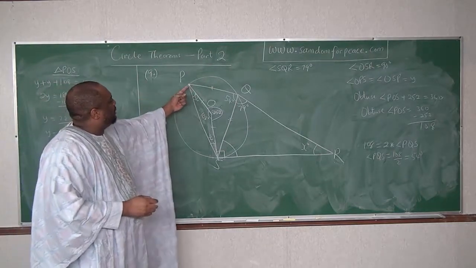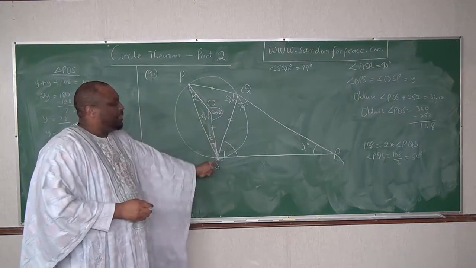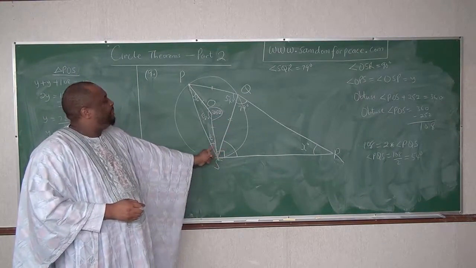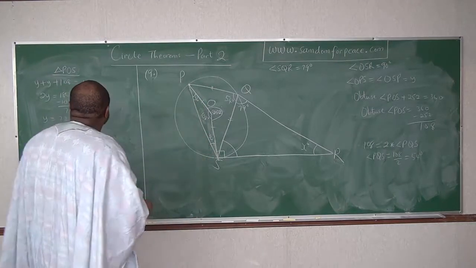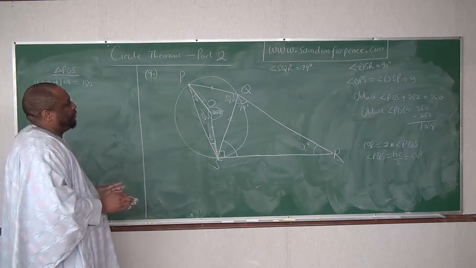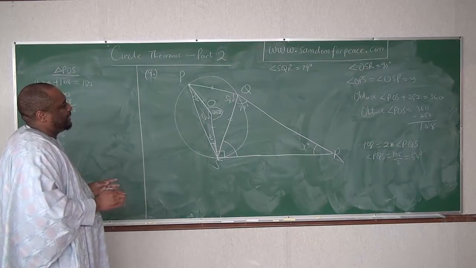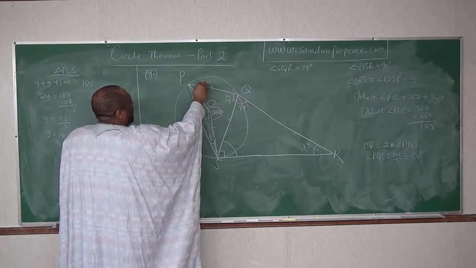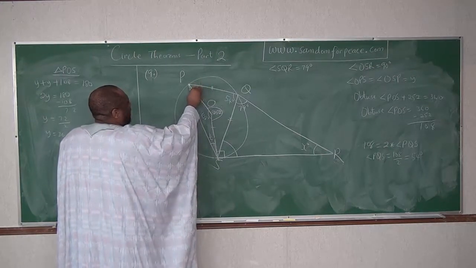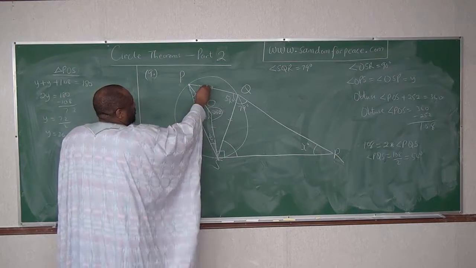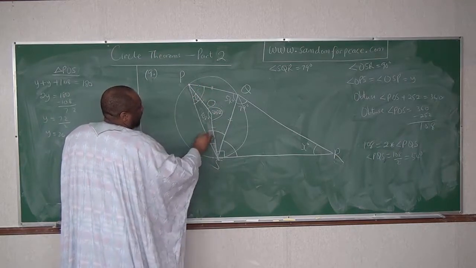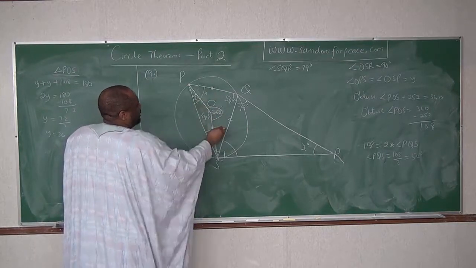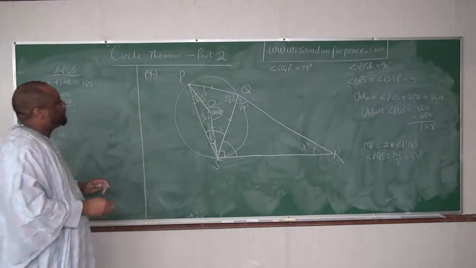Now, PQ is congruent to QS. Line segment PQ is equal to line segment QS. So this here is also equal to this here. Let's call this G.